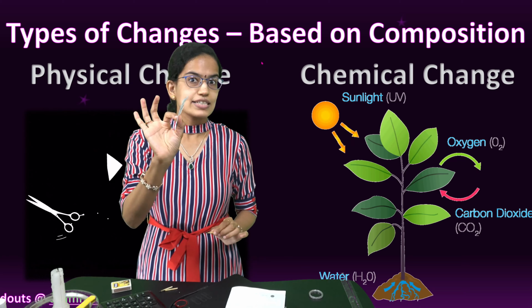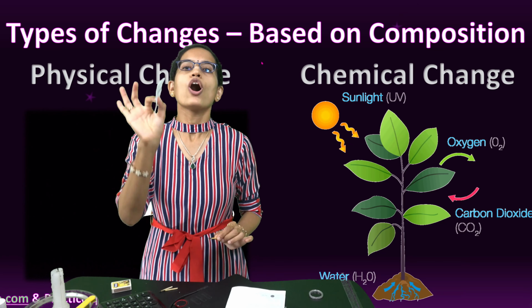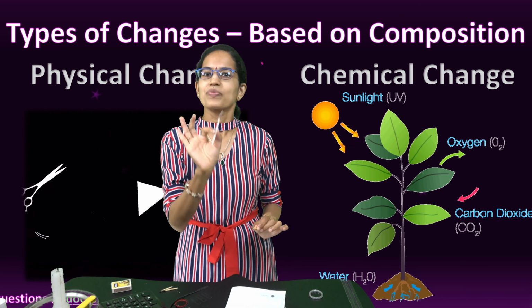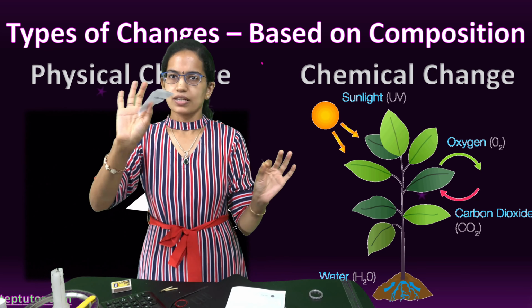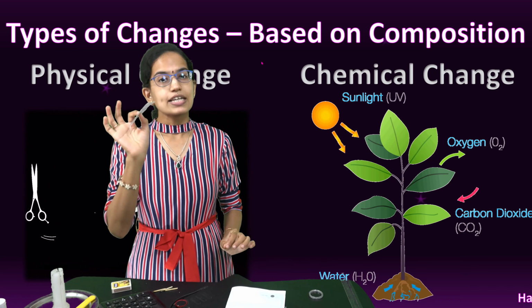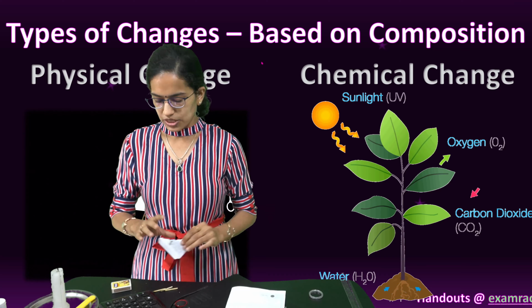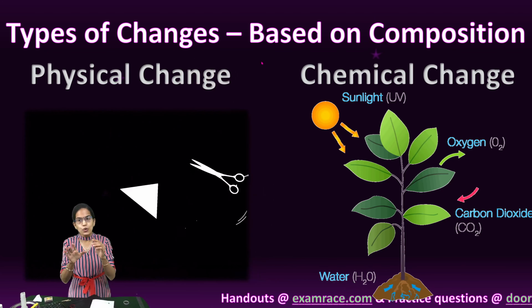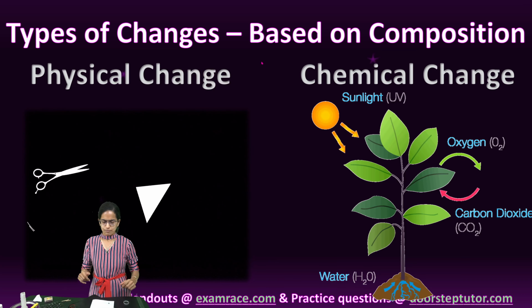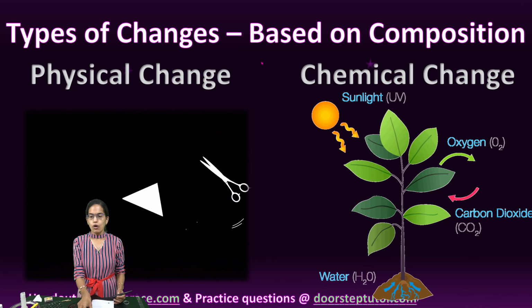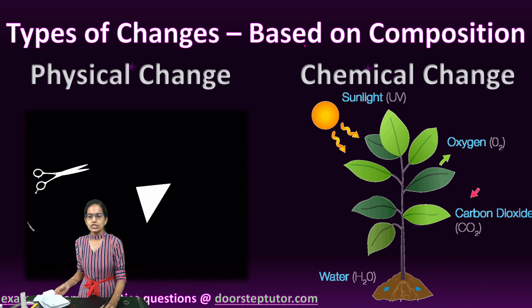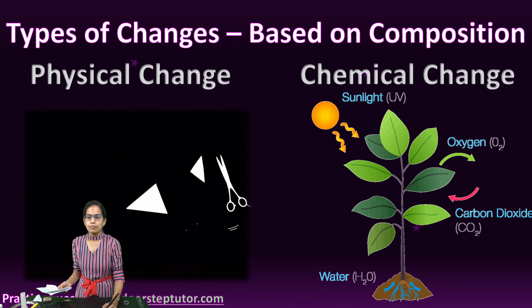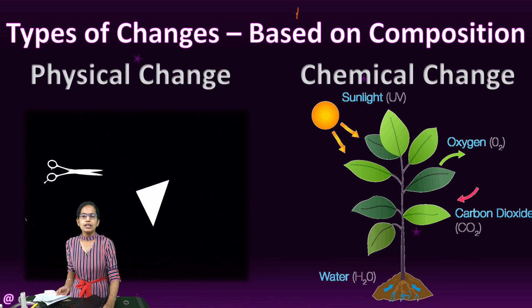But this is a chemical non-reversible change. Clear? This burnt paper cannot come back. So this is a chemical non-reversible change. But again, in chemical change, we do have reversible changes. What can be an example of a chemical change which is reversible? The change is very simple.